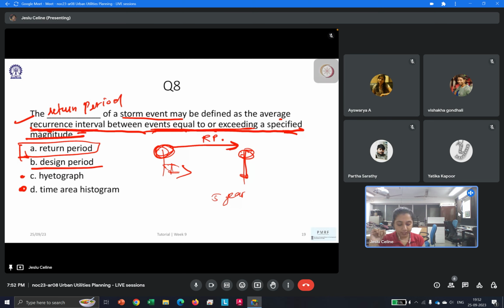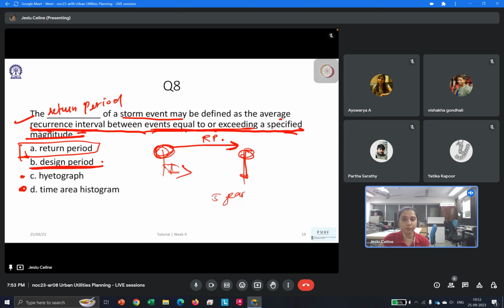Now, what is design period if that is the case? This we have discussed. What is design period? Maximum number of years for which a sewage system or any kind of structure should keep functioning. Correct, correct. Very good.